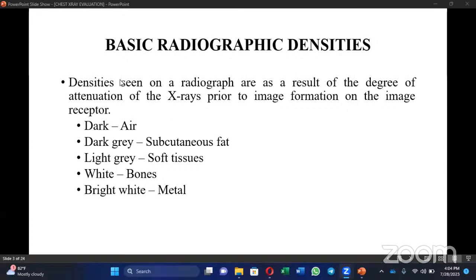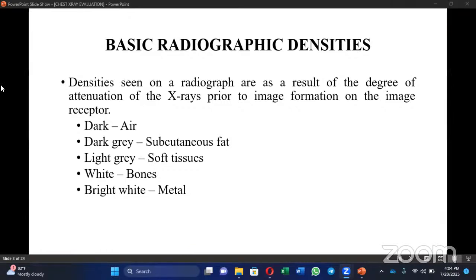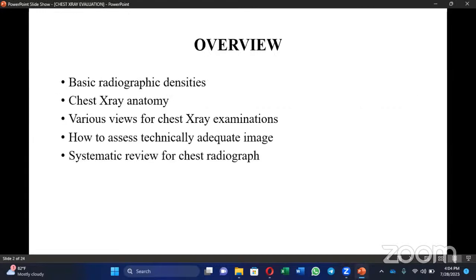Can you hear me? Yes, sorry, we can hear you now. The line went off. So just as I was saying, I was talking about the overview for today's session. I hope you heard me clearly about the overview, or should I go over again?